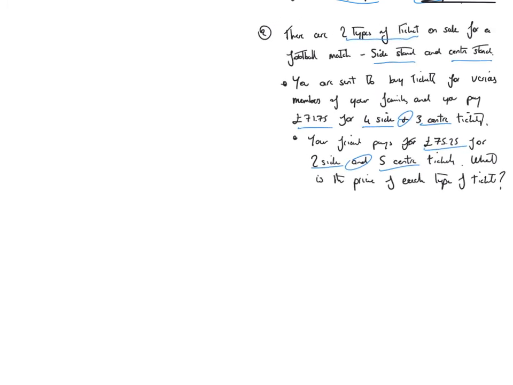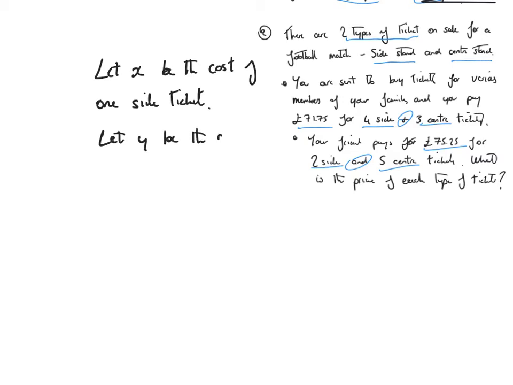let's do that thing where we bring X and Y into place. So let's say that let X be the cost of one side ticket. And it doesn't need to be X and Y, it could be A and B, it could be anything really. But we're familiar with using X and Y quite a lot. Okay, and let Y be the cost of one centre ticket. And let's see if we can set up a pair of equations and make some forward progress.